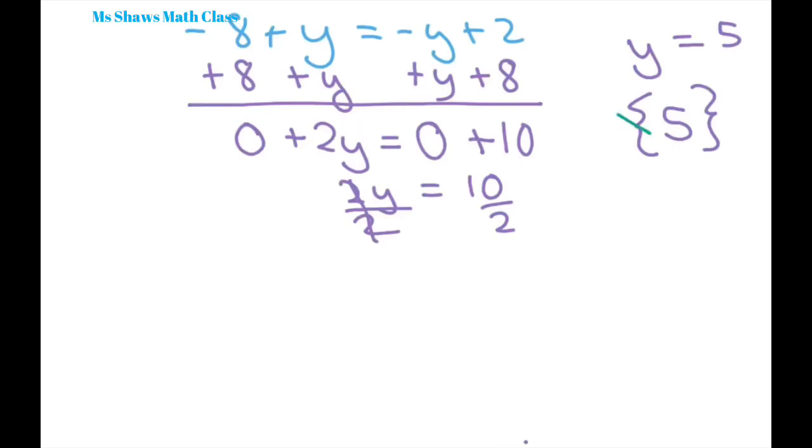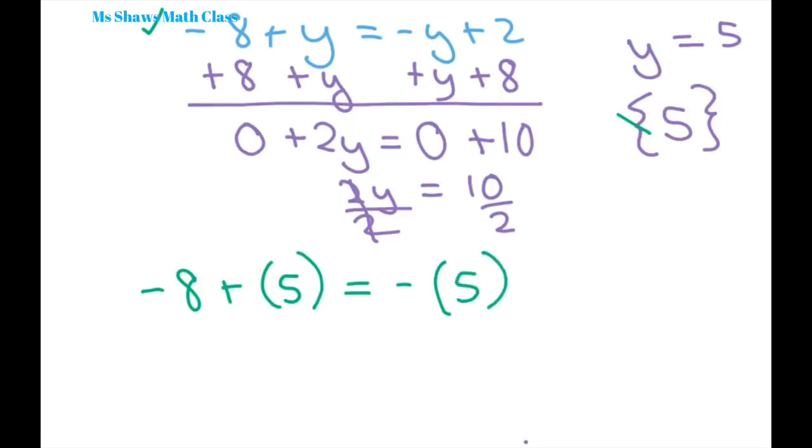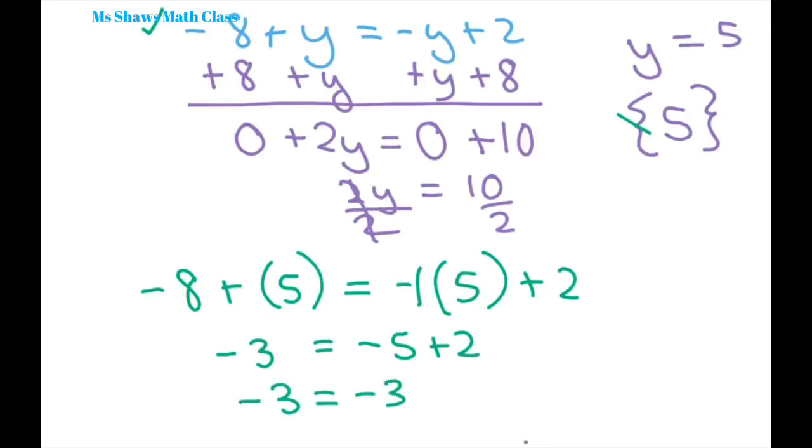Now we have to check our solution. So I'm going to rewrite this equation, but everywhere there's a y, I'm going to put 5. Oops, that should be equal. I think I'm going too fast. All right, y is going to be 5. So we have negative 8 plus 5, it's negative 3. And this part here, that's like a negative 1. So we have negative 5 plus 2. So we have negative 3 equals negative 3. We're trying to see if these two sides equal, and they do. That means 5 is our solution set.